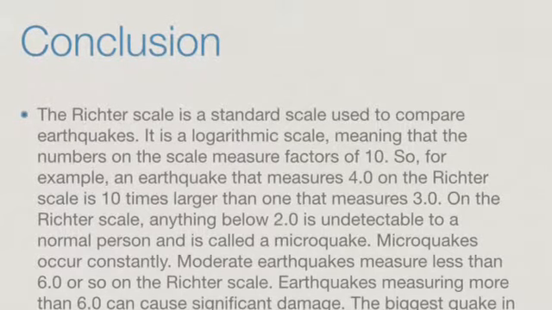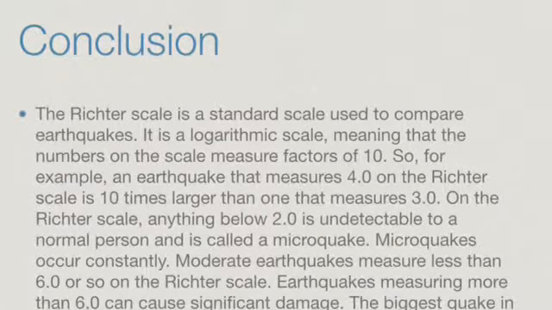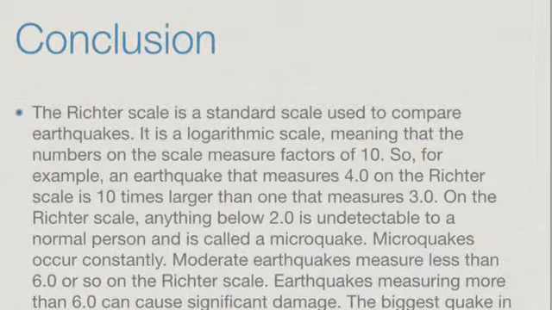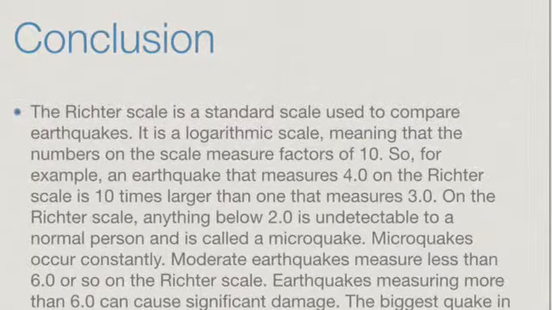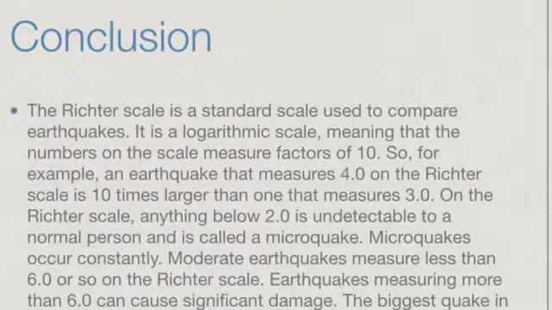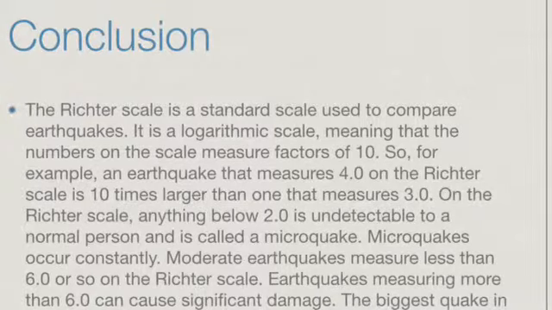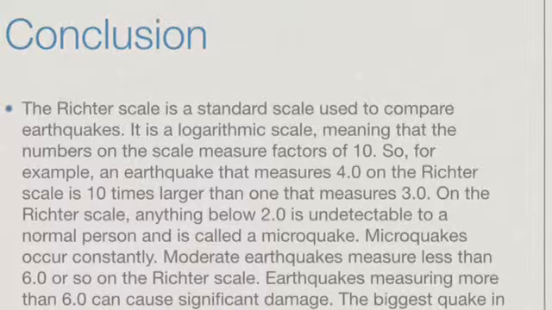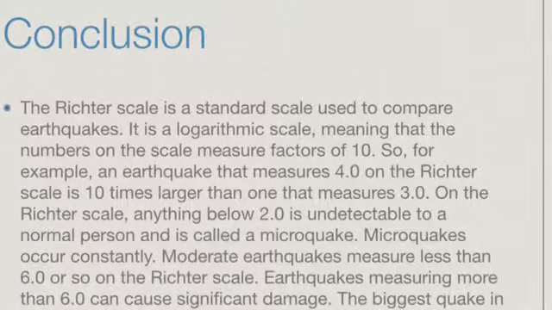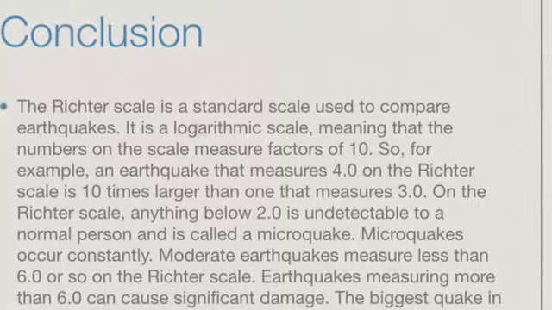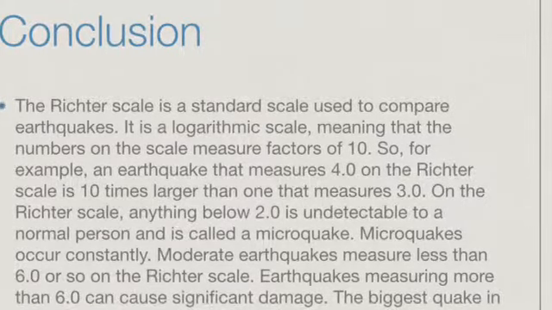Microquakes occur constantly. Moderate earthquakes measure less than 6.0 or so on the Richter scale. Earthquakes measuring more than 6.0 can cause significant damage. The biggest quake, the world's largest, scored 9.5 on the Richter scale. It struck Chile on May 22, 1960.